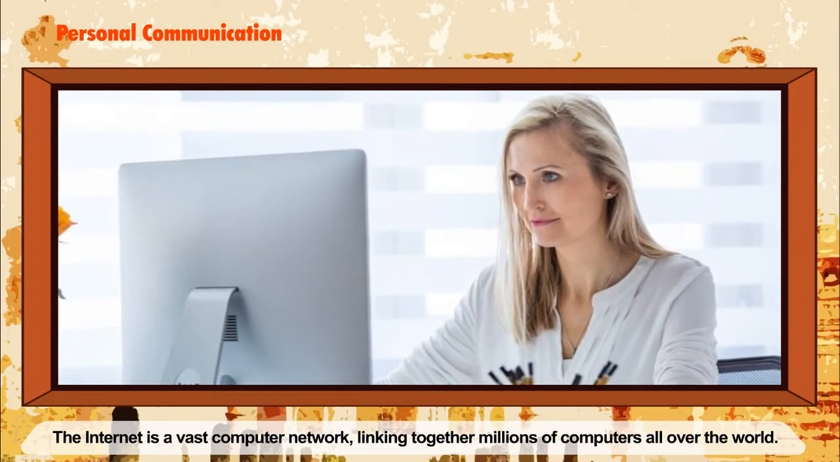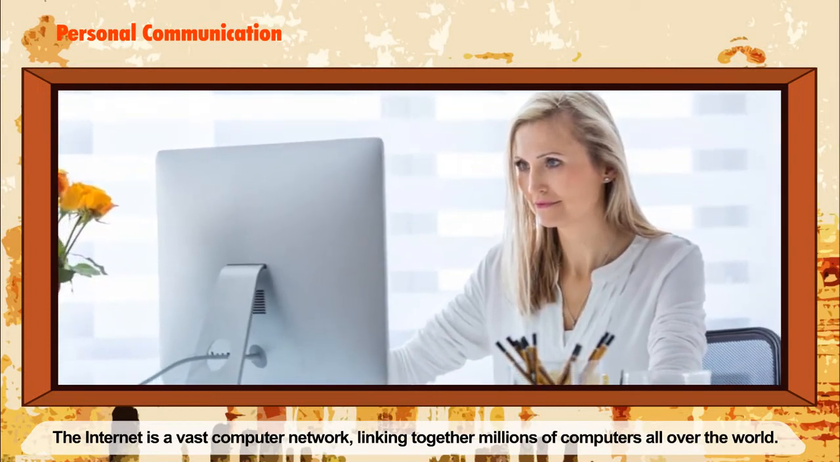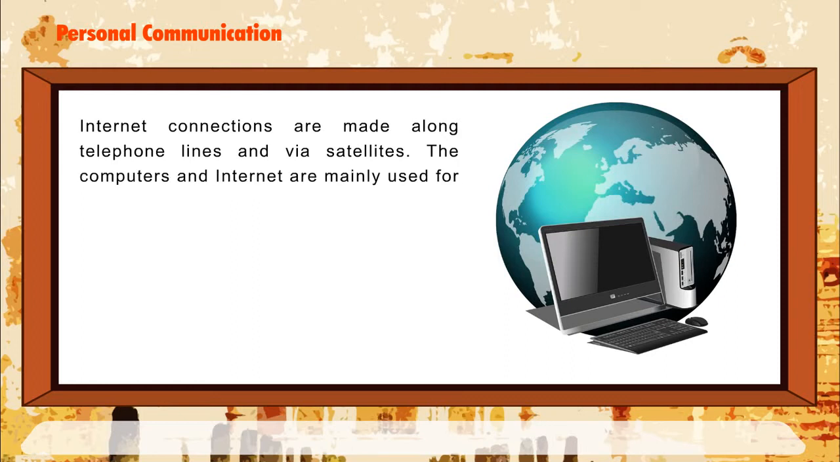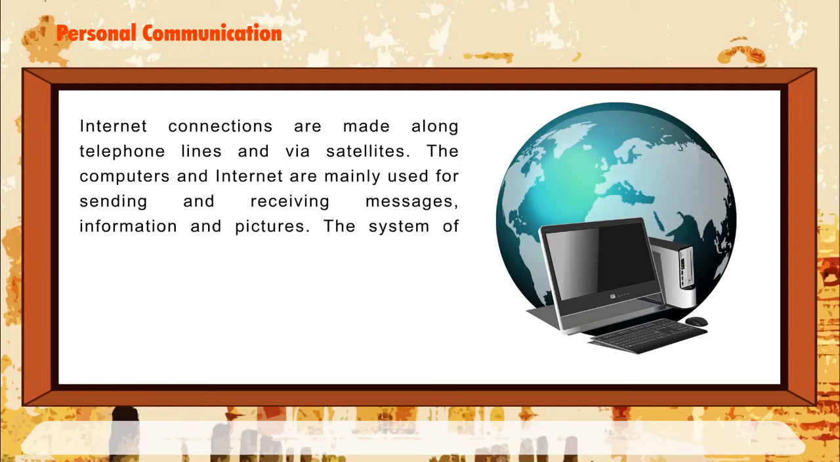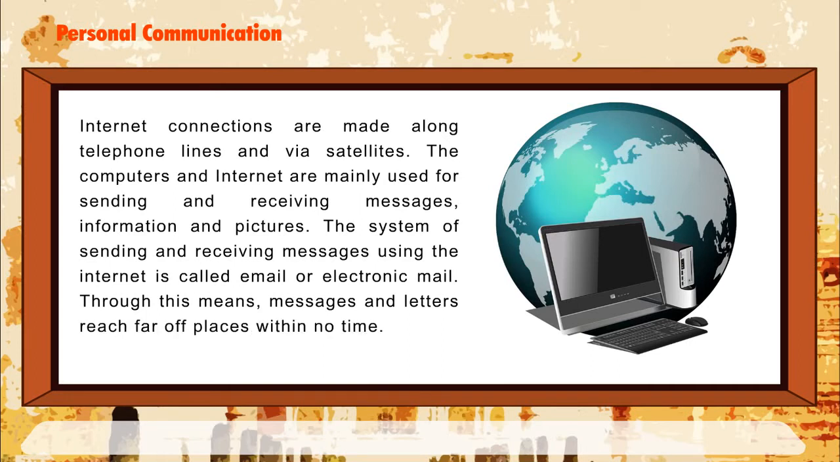The Internet is a vast computer network, linking together millions of computers all over the world. Internet connections are made along telephone lines and via satellites. The computers and Internet are mainly used for sending and receiving messages, information and pictures. The system of sending and receiving messages using the Internet is called email or electronic mail. Through this means, messages and letters reach far-off places within no time.